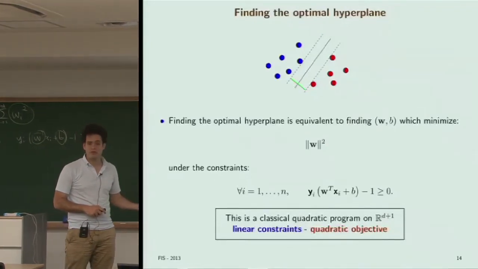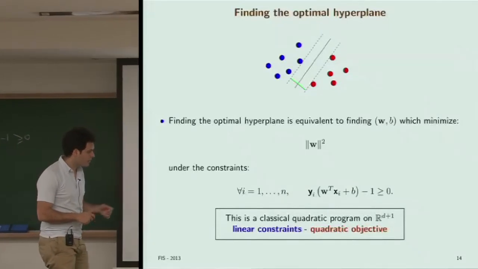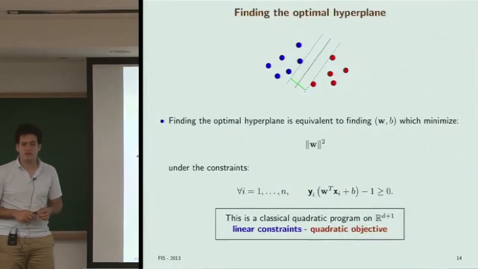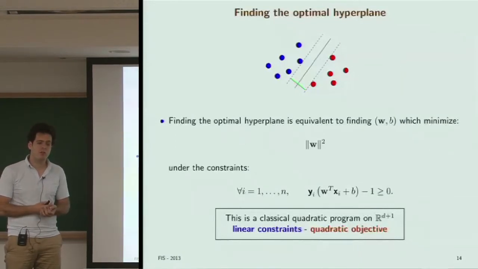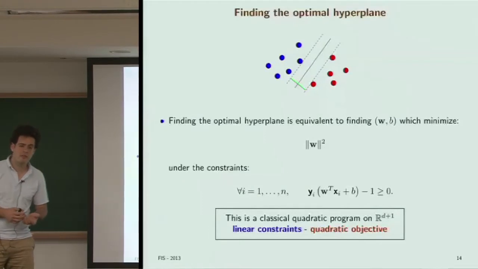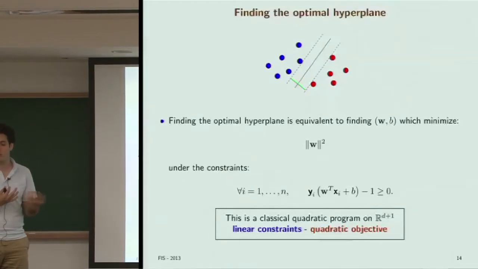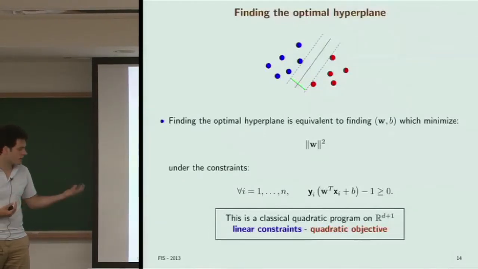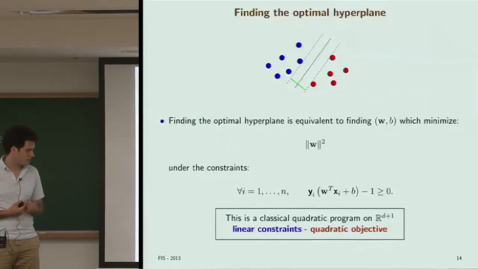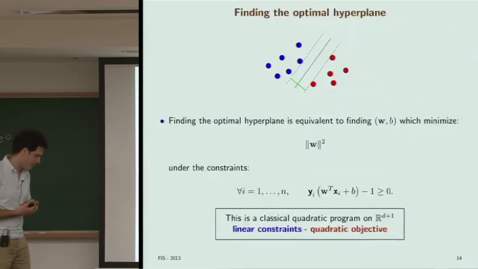So how can we solve this? Well, there are lots of solvers for this. If you just open a toolbox in R or Python or MATLAB, you will find many programs, commercial or free, which do exactly this, which are able to find, given those constraints, exactly the w's.